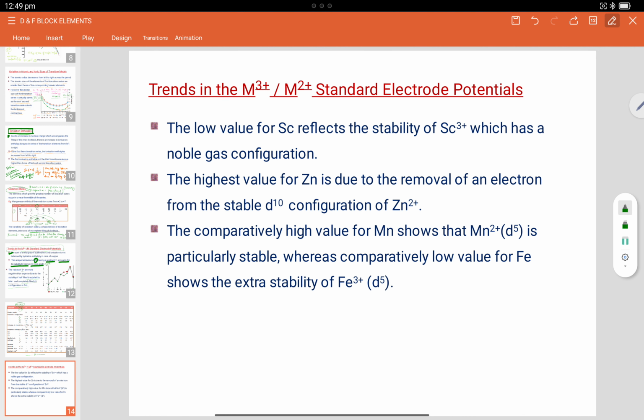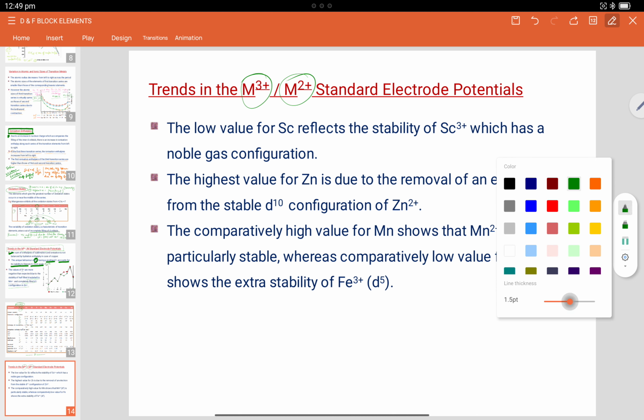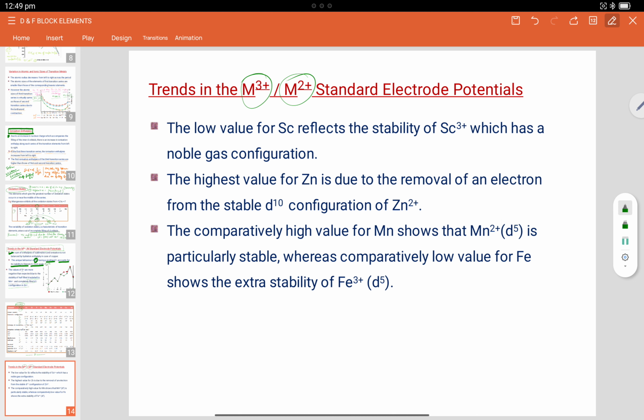Now the next property is trends in M+3 and M+2 standard electrode potential, which we are going to discuss. So what is written here? Point number one is the low value for scandium. The low value for scandium reflects the stability of the +3 oxidation state, which has noble gas configuration.